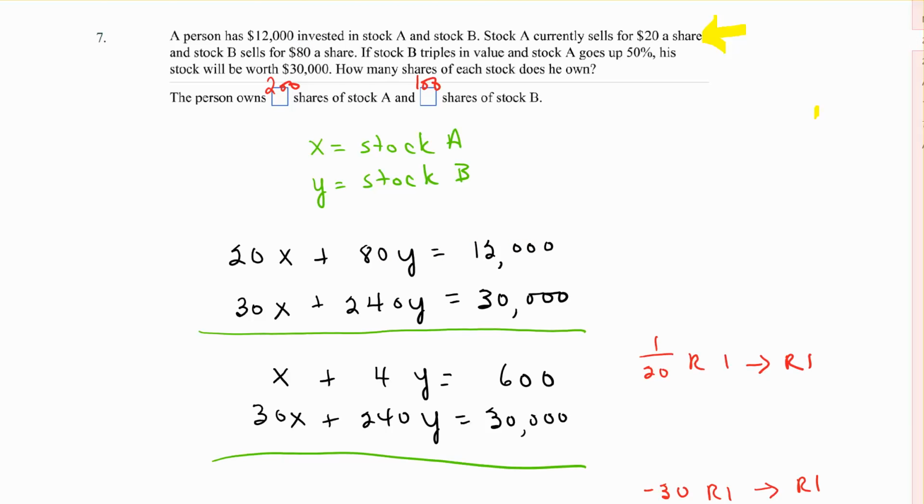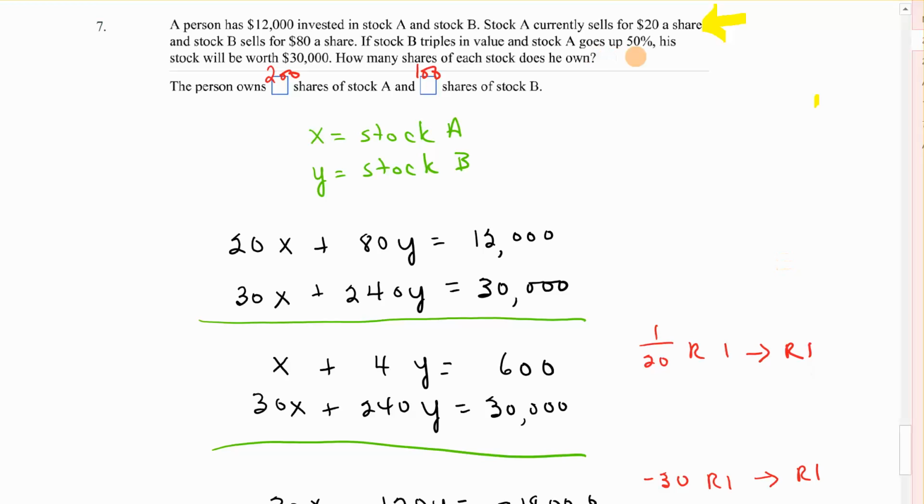All right? And then it says if A goes up 50%, his stock will be worth 30,000. So if A goes up 50%, well, 50% of 20 is 10. So if you add 10, you'd get 30X. And stock B triples in value. So instead of 80, we have 240Y, and that would be equal to 30,000. So read these sentences carefully. They will help you get your equations.